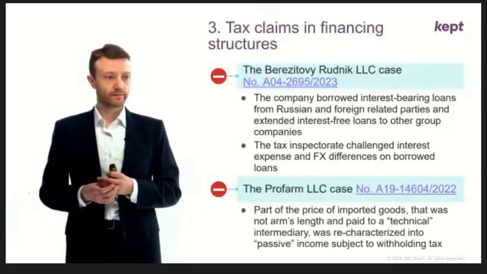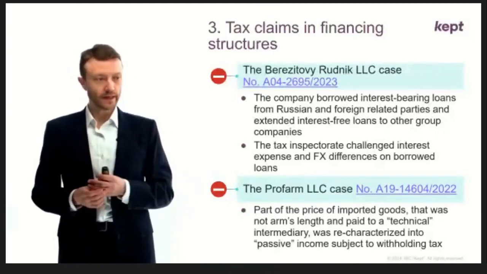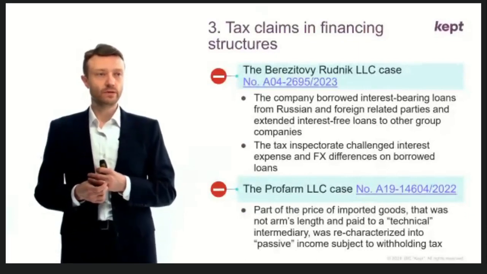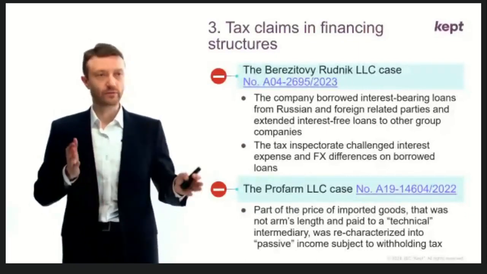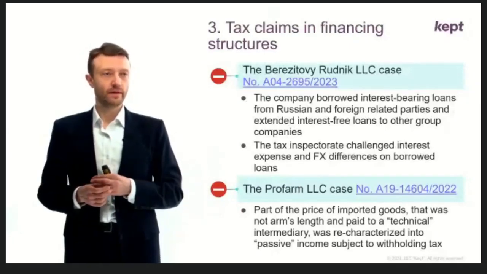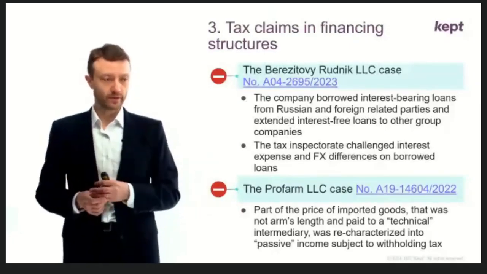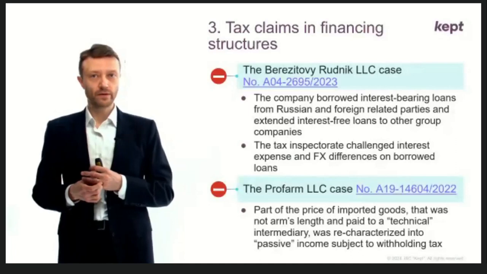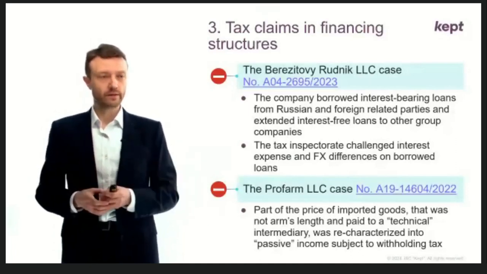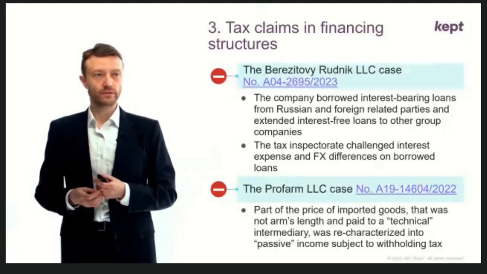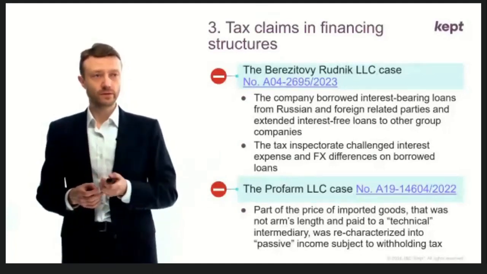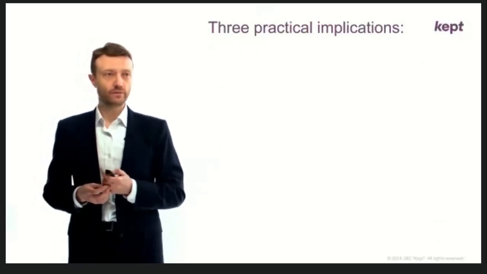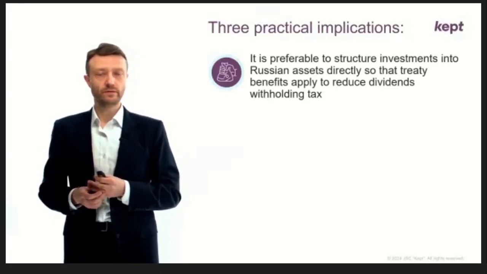Next case, we have imported goods, and again a non-arm's length transaction where a technical intermediary was deemed to be subject to the withholding tax on the difference between the actual price and the market price of goods. Again, this case demonstrates that even transactions where no withholding tax is formally due can be recharacterized into passive transactions, in this instance where the price was not arm's length. Okay, what are the practical implications from the case law which we have just looked at?